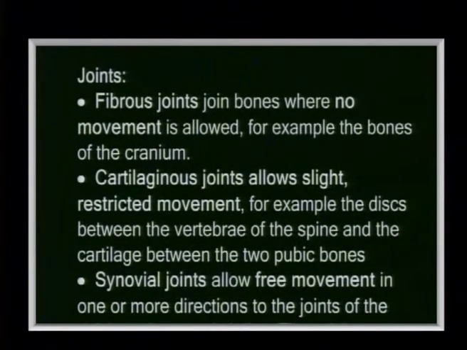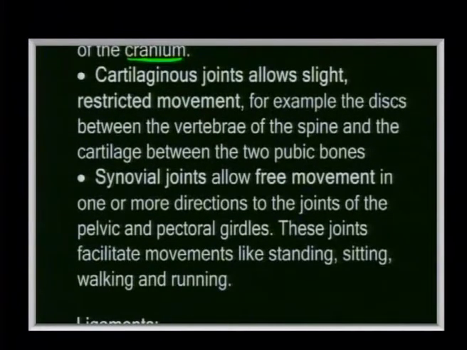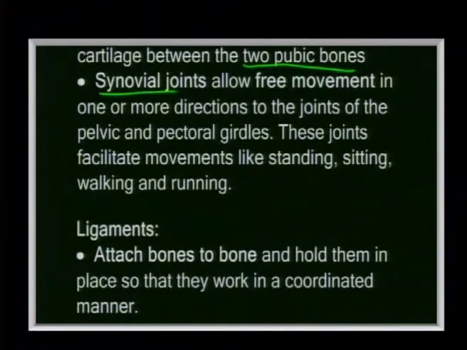And the joints, we've got fibrous joints. What do they do? No movement. For example, the bones in the cranium, it's the sutures where they join. We have the cartilaginous joints. Okay, very slight movement, it's very restricted. We have the vertebrae of the spinal cord and the cartilage between the two pubic bones. All right, we don't want movement there. And then we have our synovial joints, and what do they do? We have free movement, and we have free movement in one or more directions, okay?